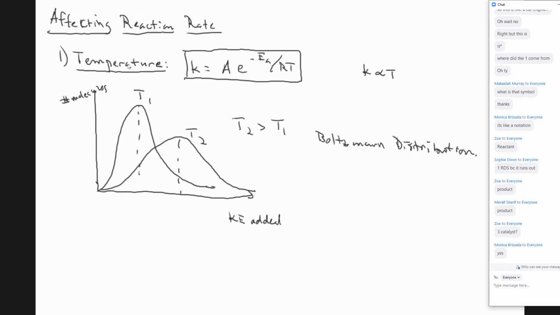The other way to affect the reaction rate is to increase reactants.